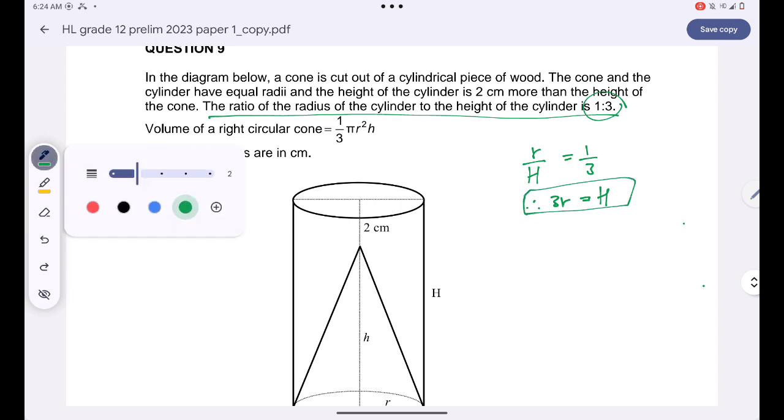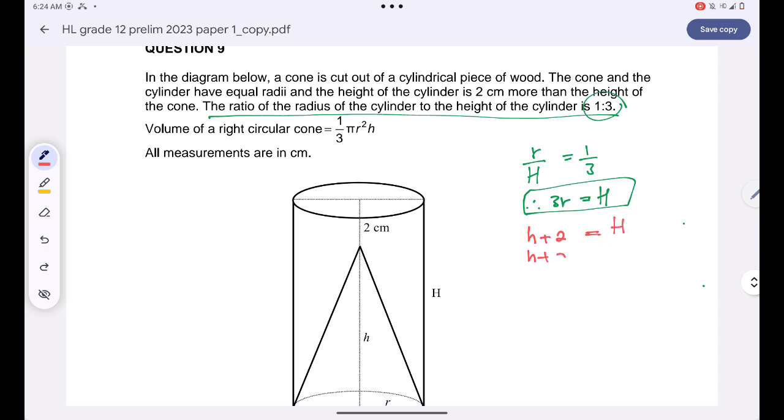The second statement that they told us was that the height of the cone plus 2 centimeters will give us the height of the cylinder. So h plus 2 is equal to 3r. Therefore the height of the cone is 3r minus 2 centimeters. Please keep these two things in mind.